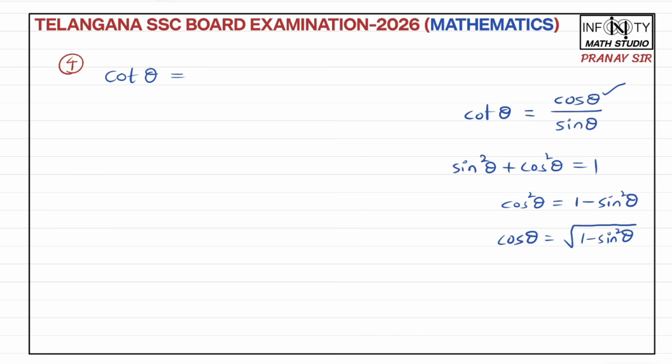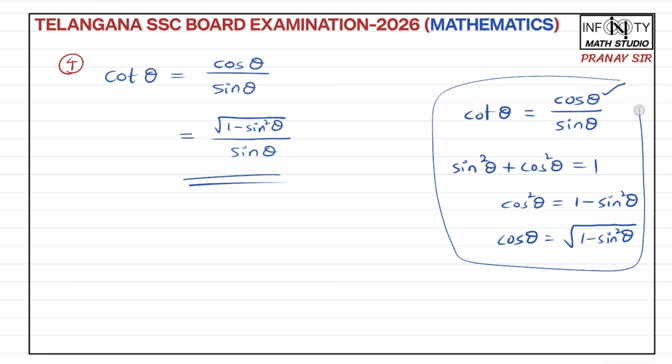So now here cot theta can be written as cos theta by sin theta. Now in place of cos theta, I write under root 1 minus sin square theta by sin theta. That's all. Very simple. Now, these rules must be written compulsorily to get full marks.